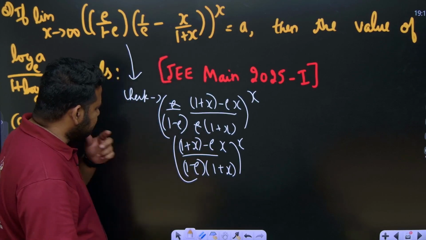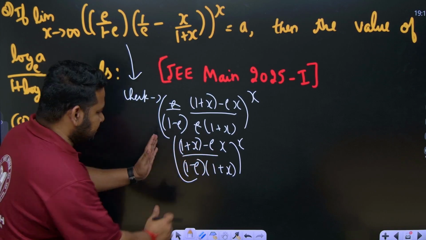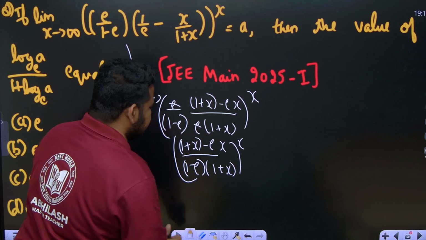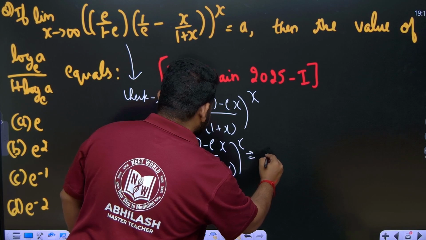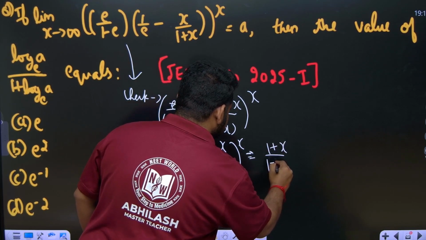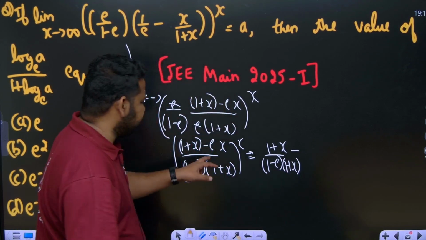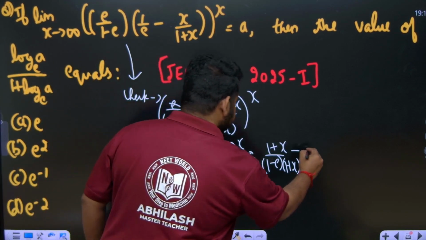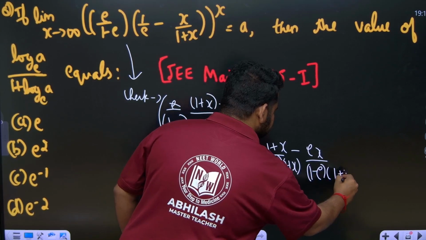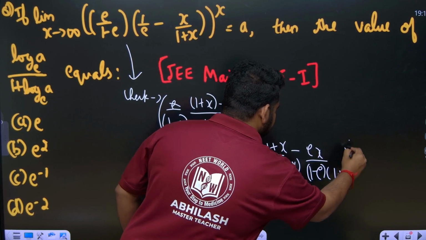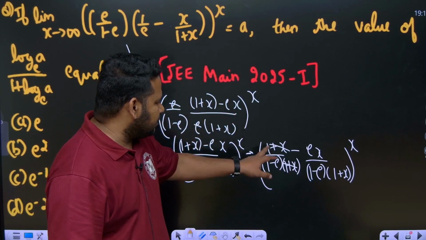Now directly I cannot apply infinity, so let me separate and divide it. What I'll get is 1 plus x by 1 minus e into 1 plus x, minus ex by 1 minus e into 1 plus x, to the power of x. Here 1 plus x cancels. So what will be left? 1 by 1 minus e.